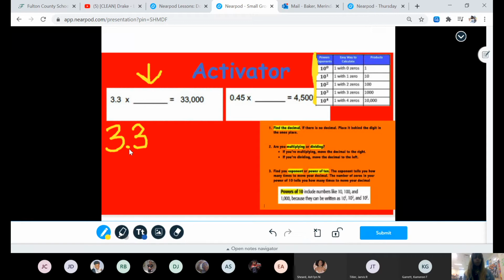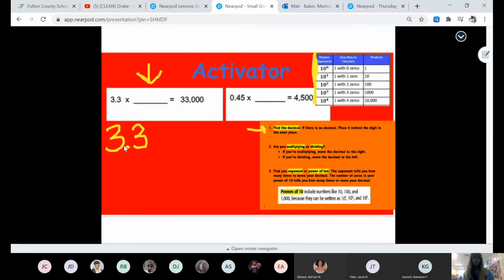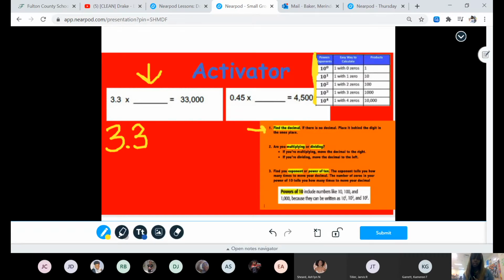So for 3 and 3/10, I'm going to start by moving. We see that step 1 is find your decimal. If we don't have a decimal, then we've got to put the decimal. But luckily, we don't have to do any extra work because they already gave us our decimal.